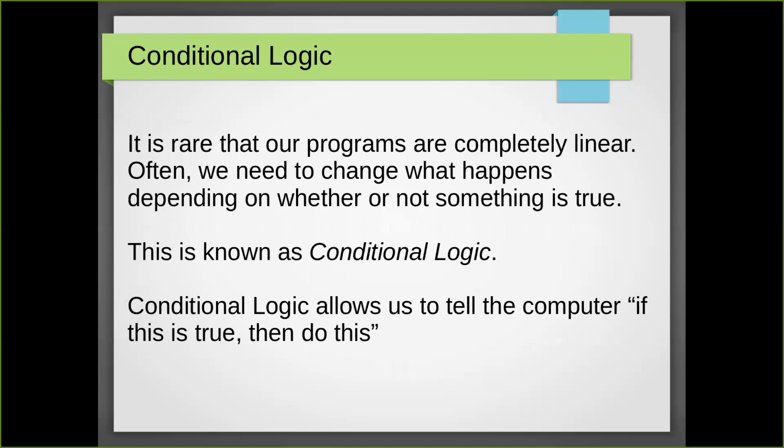Now, I mentioned a moment ago something called conditional logic. It's very rare that the programs that we write are completely linear. Often, we need to do different things depending on whether certain things are true or not. And this is known as conditional logic. That's all it basically means. It's the way of telling the computer, you may need to do this or you may need to do that. And that will depend on whether this thing is true or not.